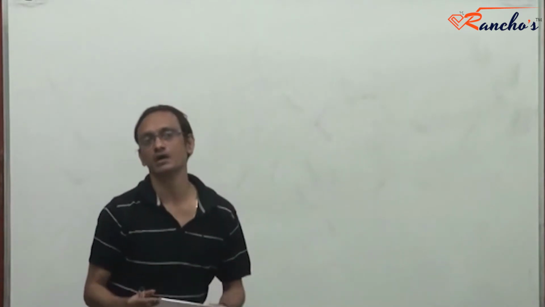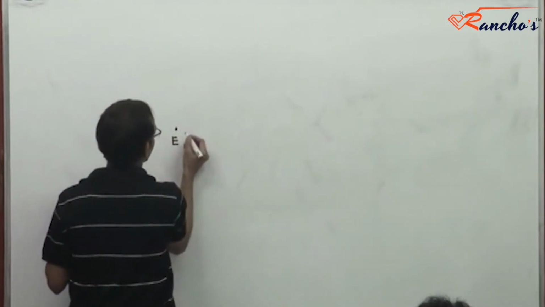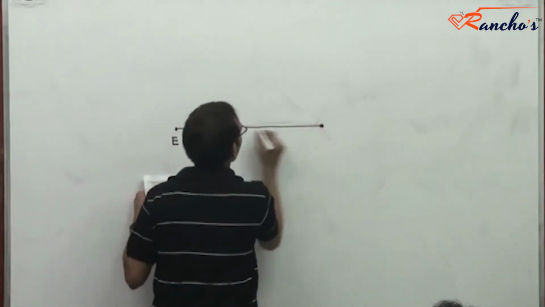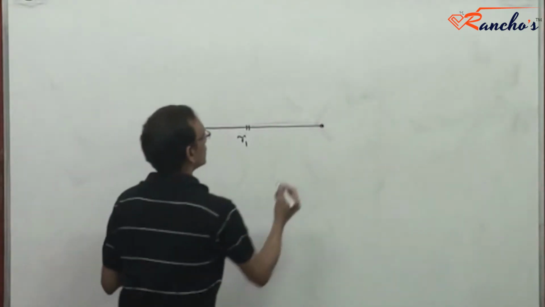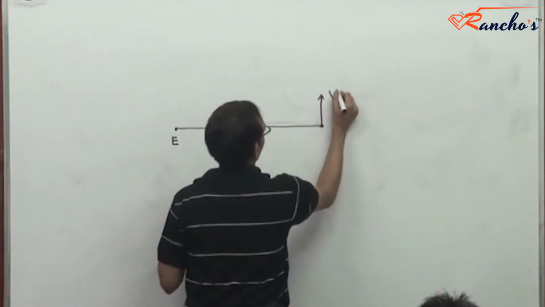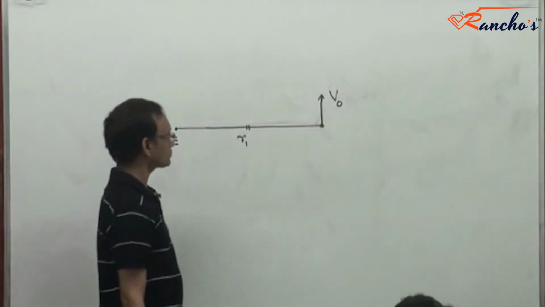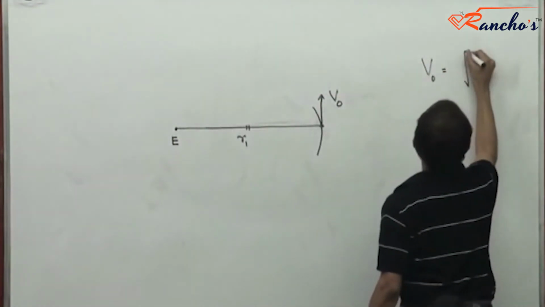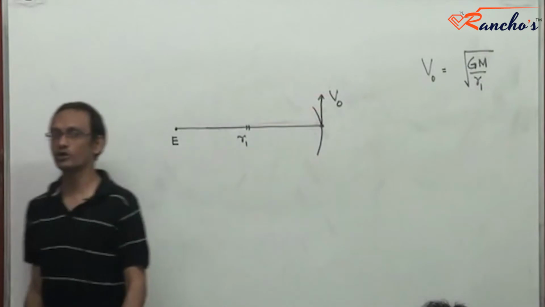A satellite revolves around the Earth in a circular orbit of radius r. The satellite, let me call it R1, in an orbit of radius R1 with a velocity V0. So obviously V0, the orbital speed, is root GM divided by R1. GM divided by R1 is the orbital speed.